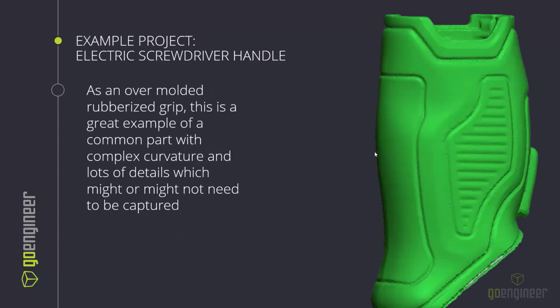As an example of the type of thing I mean, I have this electric screwdriver handle. Handles are a great example of this because they often have some interesting curvature to them. They're not straightforward shapes. There's a lot going on. And not only is there some complicated curvature, there are also some details like those lines in the grip that sometimes we might want to include in our reverse engineered model and sometimes not.